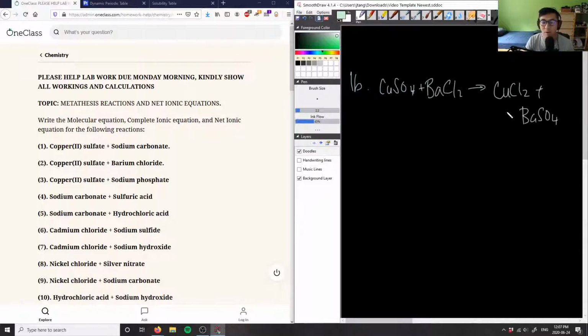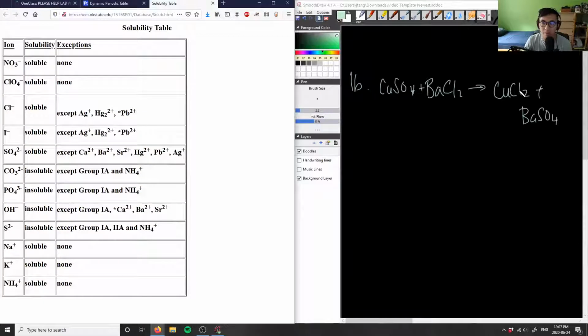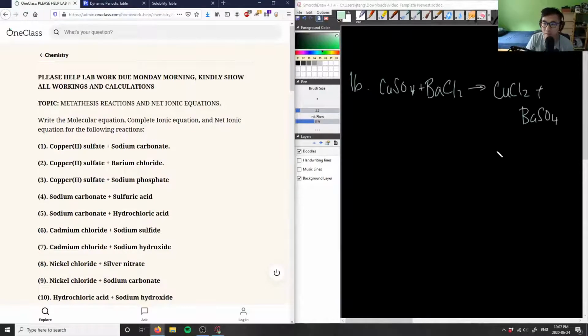So again, we want to look at the solubility charts for these first. Let's look at our solubility for copper chloride. Again, this is soluble except for Ag, silver, mercury, and lead. So therefore, copper chloride is soluble. We look at barium sulfate. Sulfate is soluble except for barium sulfate. So barium sulfate is going to be my precipitate in this reaction. So I'm going to put a little S here.